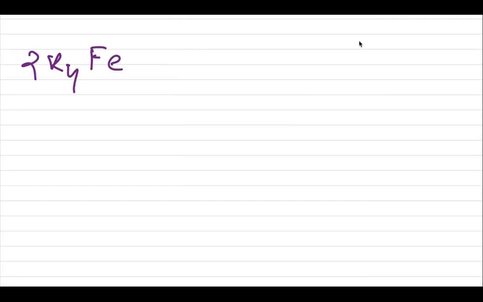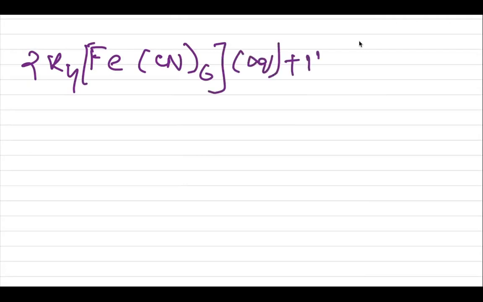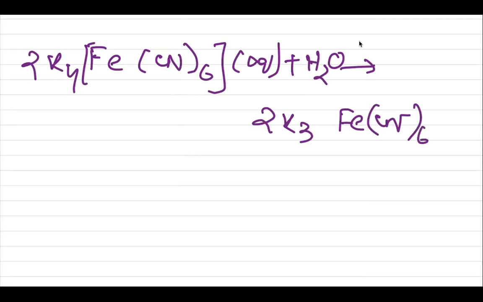Now tell me this one. 2K4Fe(CN)6, when it reacts with water, forms 2K3Fe(CN)6 plus 2KOH. Can you try this one?